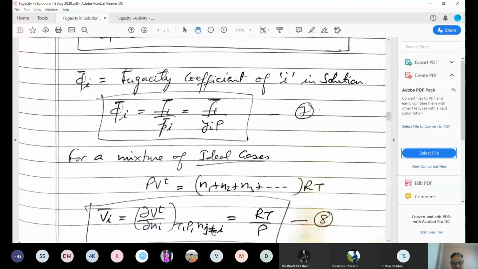If I take the derivative with respect to N1, this becomes 0, this becomes 0, and we get ∂N1 by ∂N1, that is 1, into RT. Similarly, doing this for all, we get RT by P, and the P comes down from there. So what you get is Vi bar is nothing but RT by P. This is for ideal gas. Okay, equation 8.